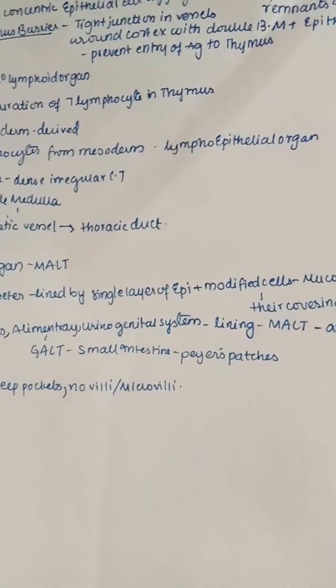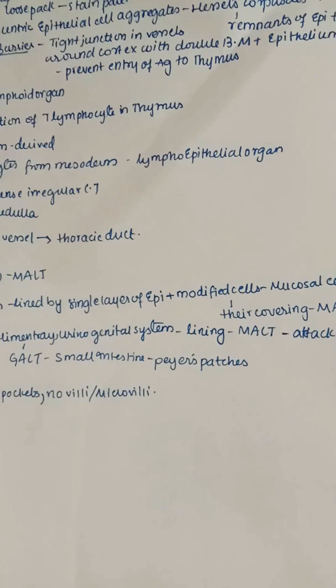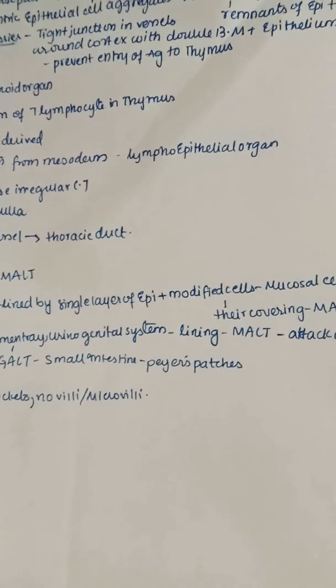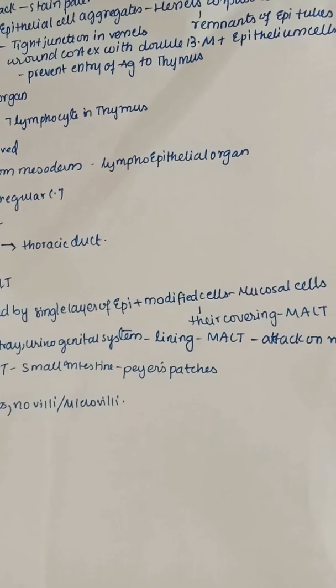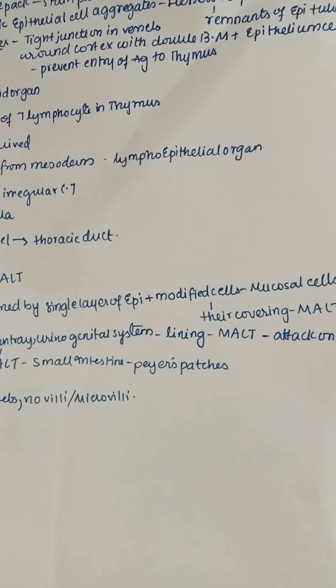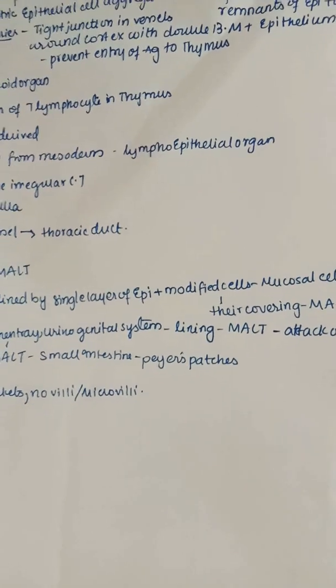The blood thymus barrier is nothing but the tight junctions in the vessels around the cortex, with a double basement membrane, and the epithelial cells are also flattened and act as a barrier, so that they can prevent the entry of antigens into the thymus.